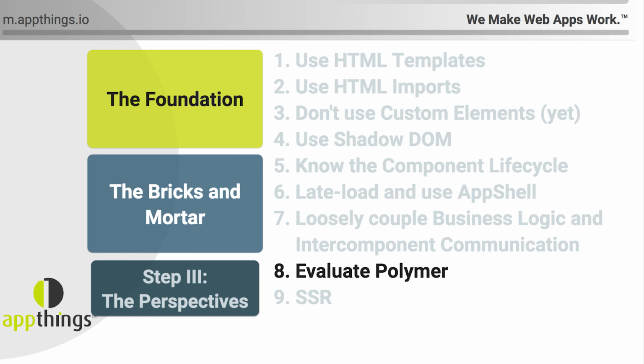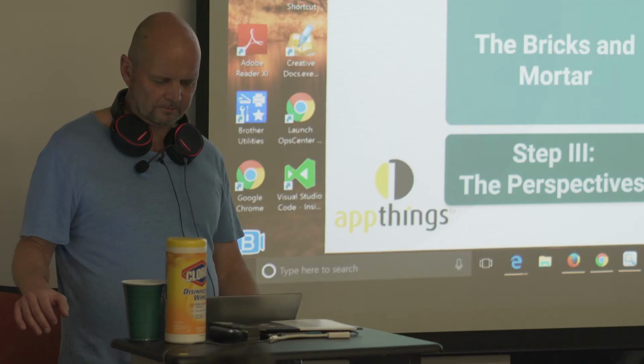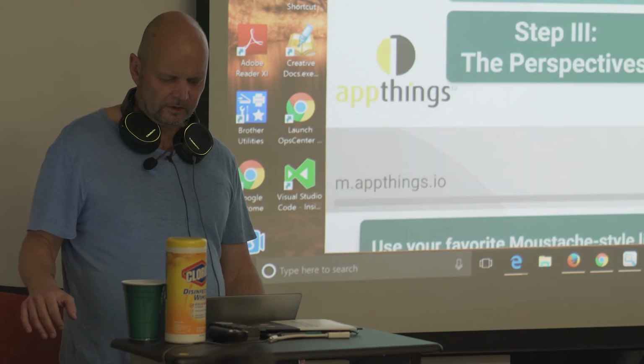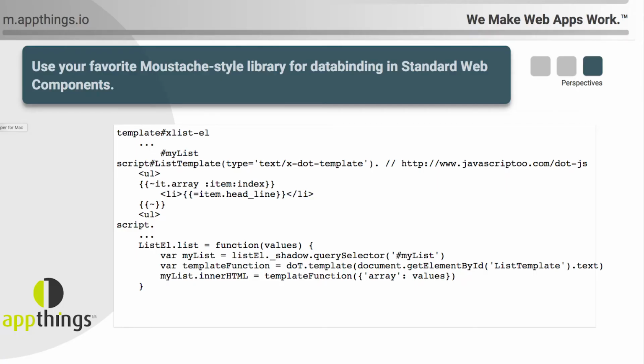So next, we're getting into the perspectives. Evaluate Polymer. Now, Polymer is a framework created by Google that does some of the things that we need out of the box. I've shown you stuff doing it the standard way. One thing, for example, that Polymer has is data binding. The standard does not have data binding.